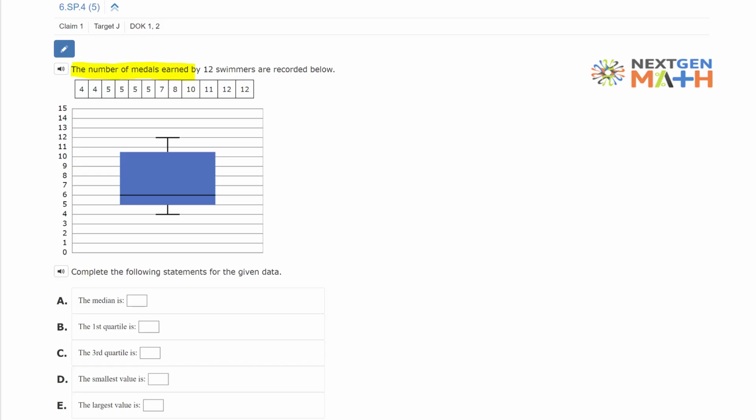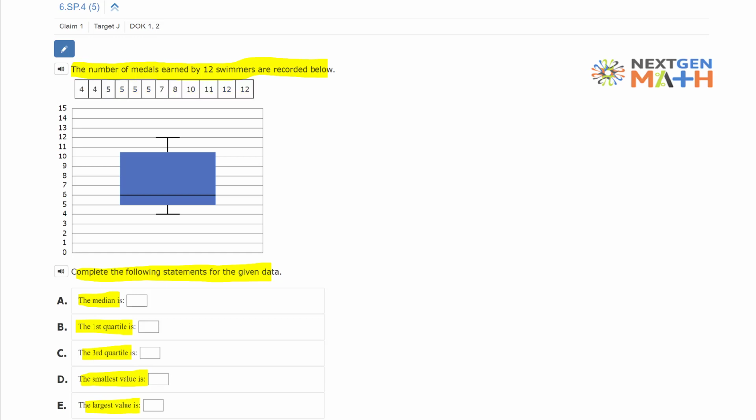The number of medals earned by 12 swimmers are recorded below. We have 2 4s, some 5s, 7, 8, a 10, 11, and some 12s. And here's the box plot. Complete the following statements for the given data. The median is, the first quartile is, the third quartile is, the smallest value is, the largest value is.